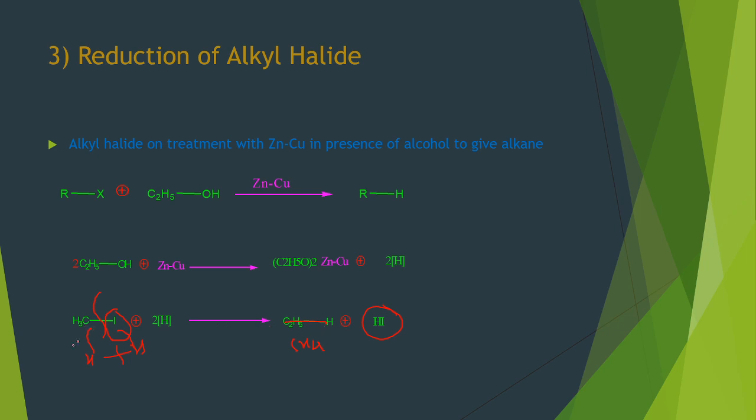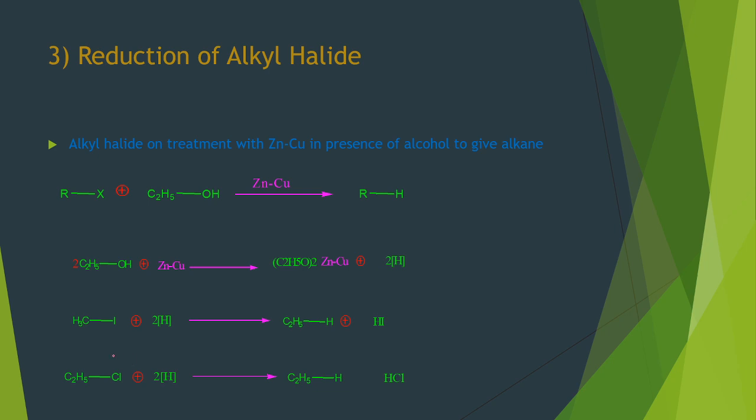So this is the example: methyl iodide on treatment with zinc copper in presence of ethyl alcohol. Ethyl alcohol will produce nascent hydrogen, and nascent hydrogen will reduce this alkyl halide, methyl iodide, to produce methane. Next example we will see here.